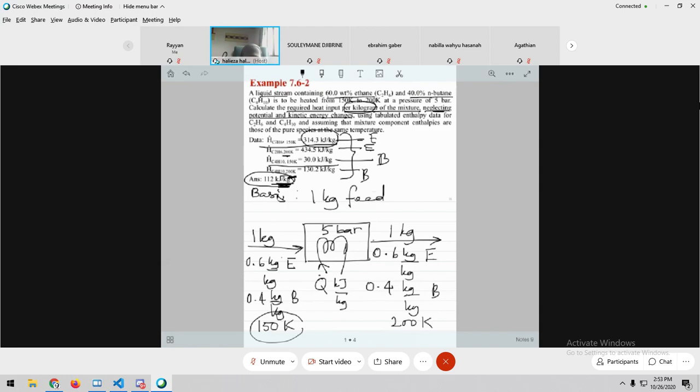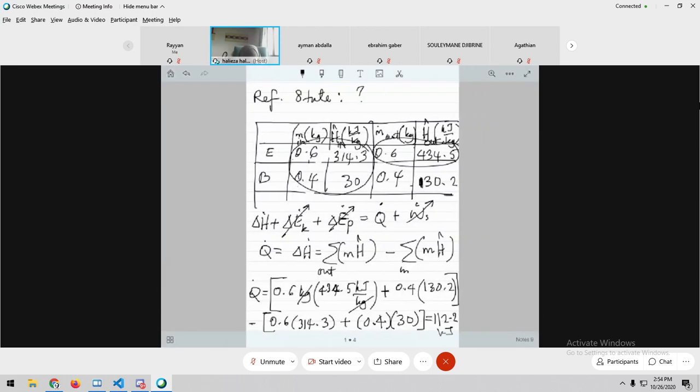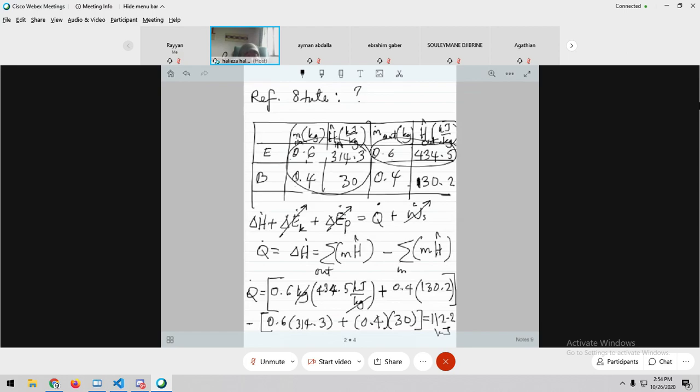Because it's only 1 kilogram. Your basis is 1 kilogram. So even though your unit here is only kilojoules, you say for every 1 kilogram of your feed that you are feeding into the heat exchanger, the amount of heat that has to be supplied is 112.2 kilojoules. So you can specify it as this, or you can also write it as kilojoules per kilogram, because your basis is 1 kilogram. So that means 112 kilojoules per kilogram. Is it clear?